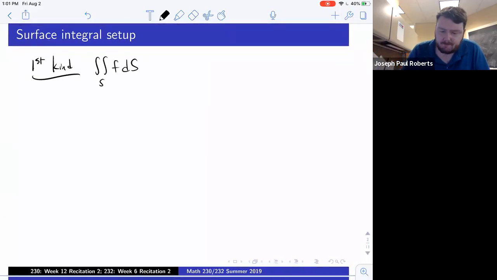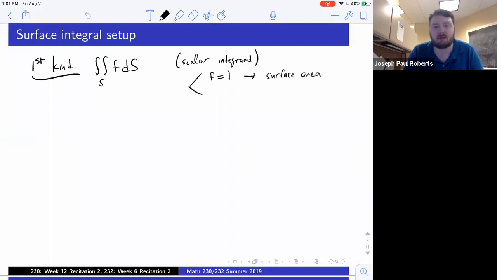Whereas this one, you have a scalar integrand. And what you want to think of, if f is the boring constant function 1, then this first kind of surface integral gives you your surface area. And so that's something we've had for all our types of integrals in this course, that when you integrate the boring constant function 1, you get the size of the region of integration. And by size, for one-dimensional objects, that's length. For two-dimensional objects, that's area. For three-dimensional objects, that's volume. So we always have that sort of thing happening.